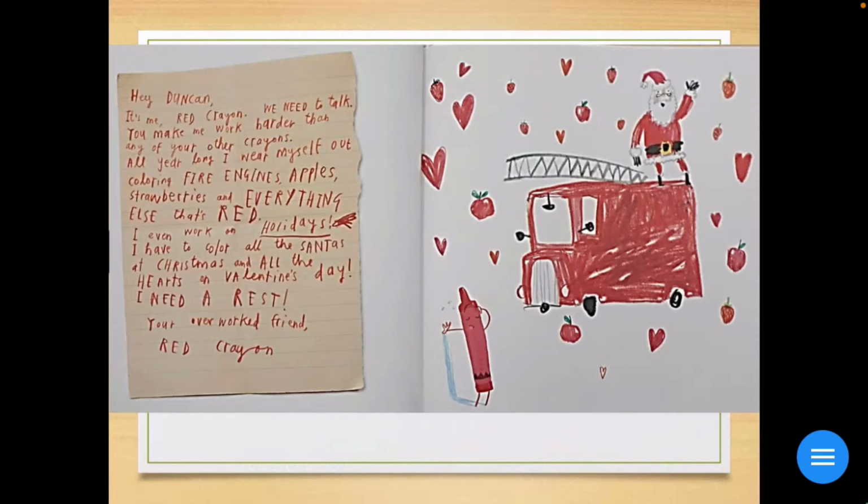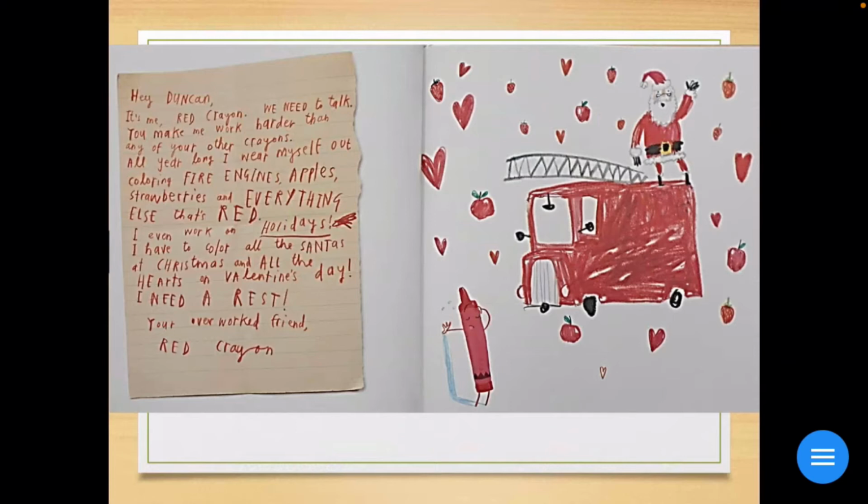Hey, Duncan, it's me, Red Crayon. We need to talk. You make me work harder than any of your other crayons. All year long, I wear myself out coloring fire engines, apples, strawberries, and everything else that's red. I even work on holidays. I have to color all the Santas at Christmas and all the hearts on Valentine's Day. I need a rest. Your overworked friend, Red Crayon.